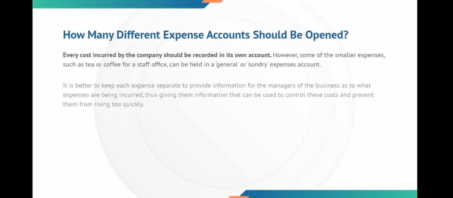How many different expense accounts should be opened? Every cost incurred by the company should be recorded in its own account. However, some of the smaller expenses, such as tea or coffee for a staff office, can be held in a general or sundry expenses account. It is better to keep each expense separate to provide information for the managers of the business as to what expenses are being incurred, thus giving them information that can be used to control these costs and prevent them from rising too quickly.